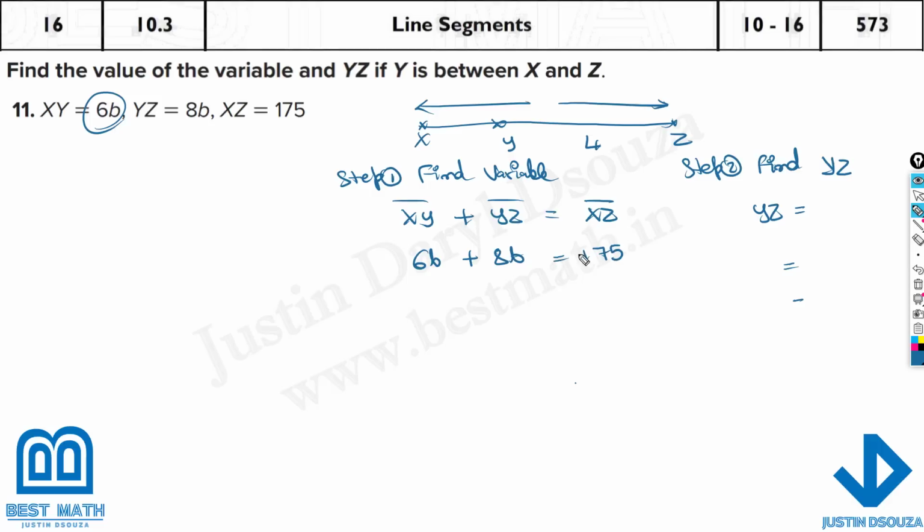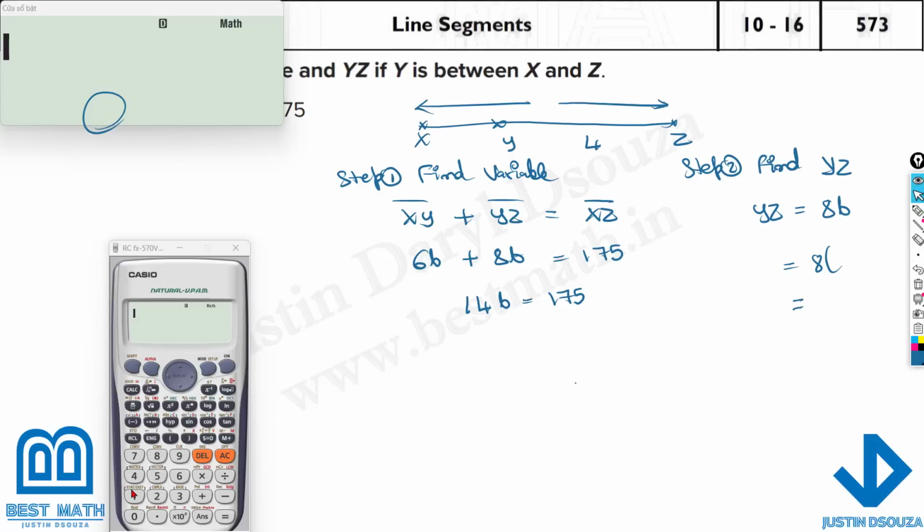So those are the substitutions, and then you solve it. 6 plus 8 is 14 here, which is equal to 175. So 14b equals 175, and that's going to be hard, so we'll use the calculator over here. What about YZ? YZ is given as 8 times b. Once we get the value of b, we need to substitute over here and solve it. Let's use the calculator here.